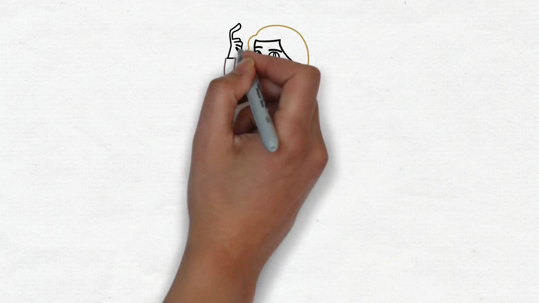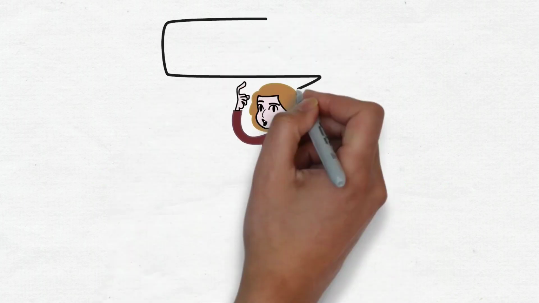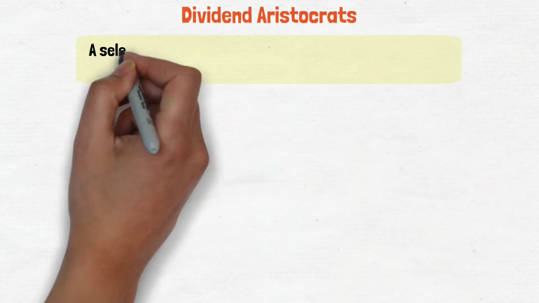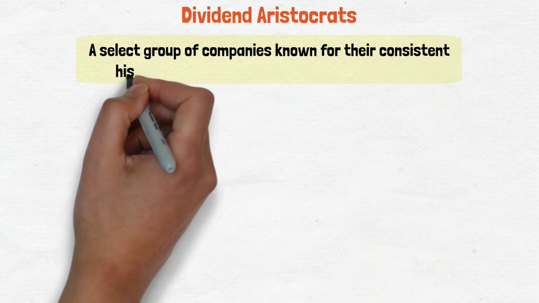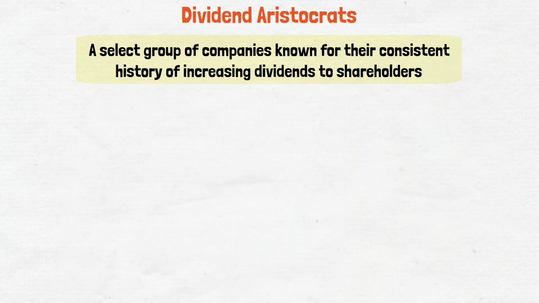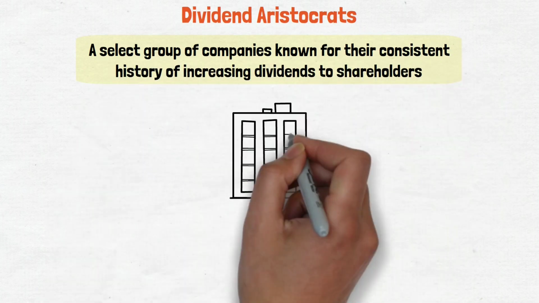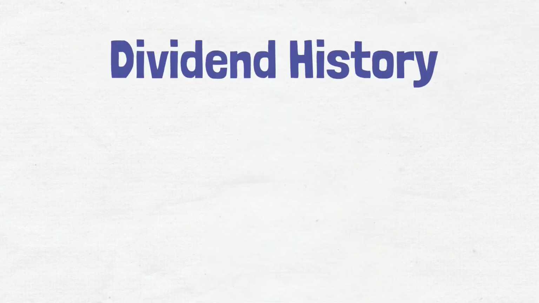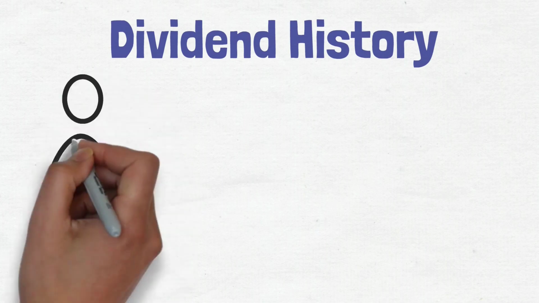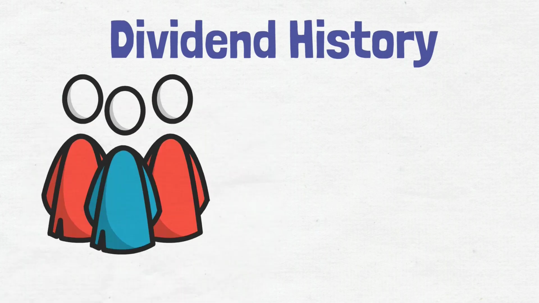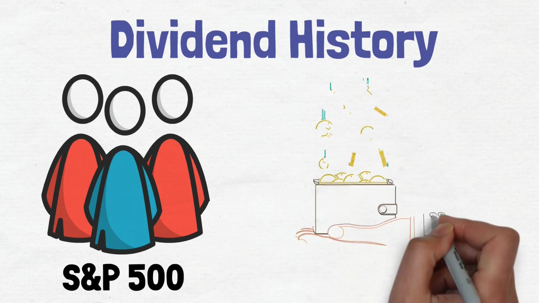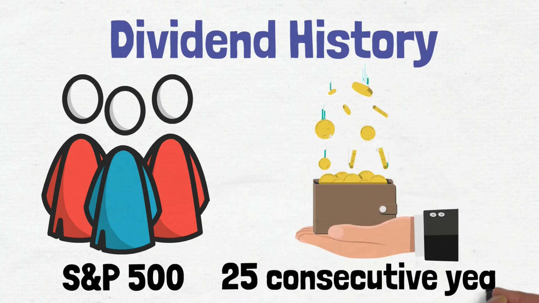After digesting these proven dividend snowball strategies, you're probably still wondering how to construct your ideal dividend snowball portfolio. Start with Dividend Aristocrats, which are a select group of companies known for their consistent history of increasing dividends to shareholders. To be classified as a Dividend Aristocrat, a company must typically meet the following criteria. Dividend history. The company must be a member of a major stock market index, such as the S&P 500, and it must have increased its dividend payout to shareholders for at least 25 consecutive years.